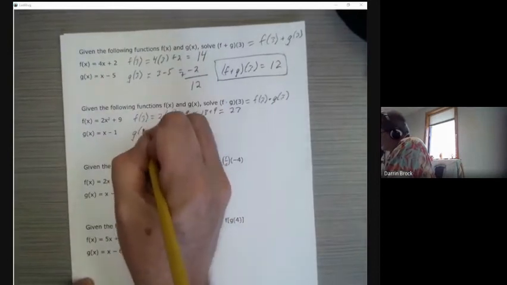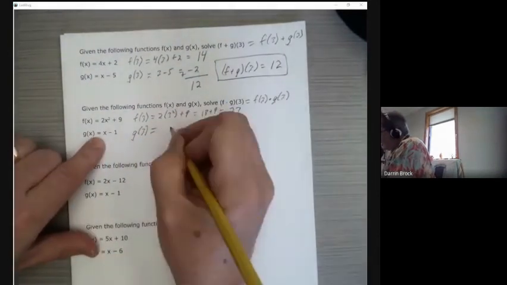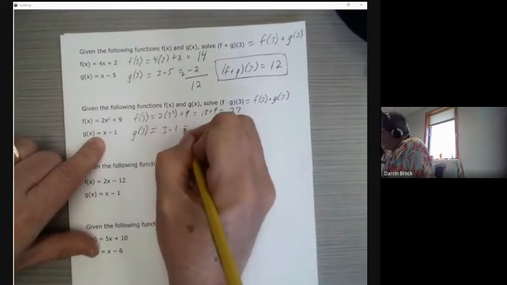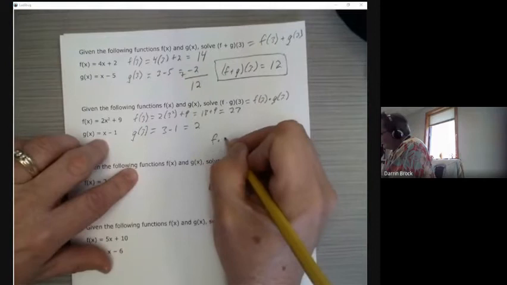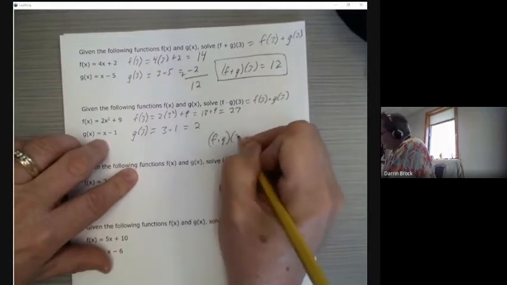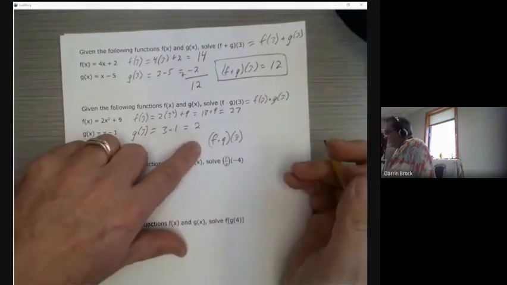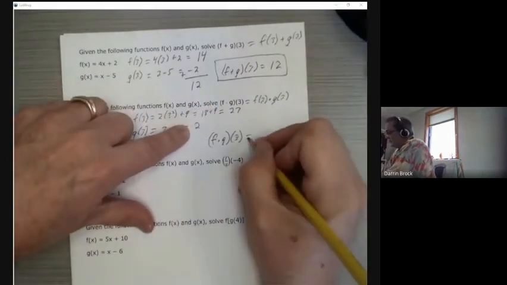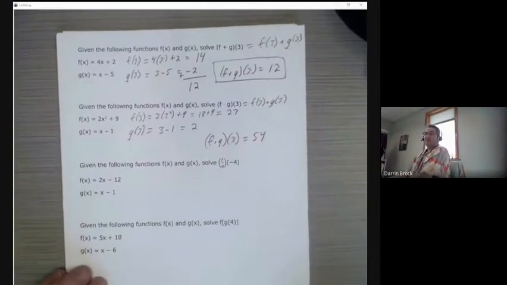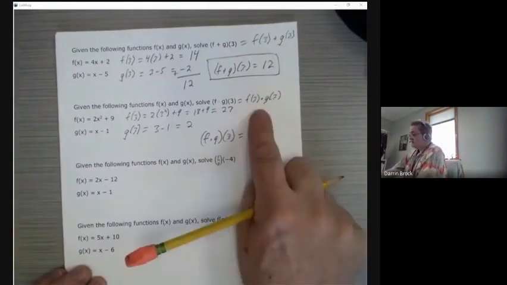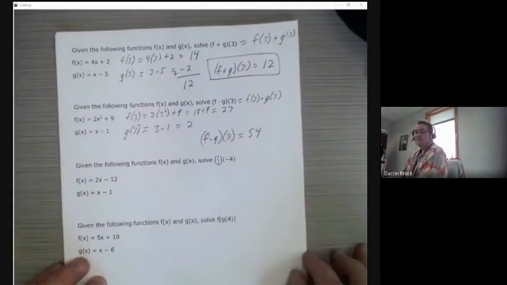The g of 3 equals, again, substitute. 3 minus 1 is 2. So f times g of 3 is 27 times 2. We multiply them together. We multiply the two results of substituting the 3. 27 times 2, 54.